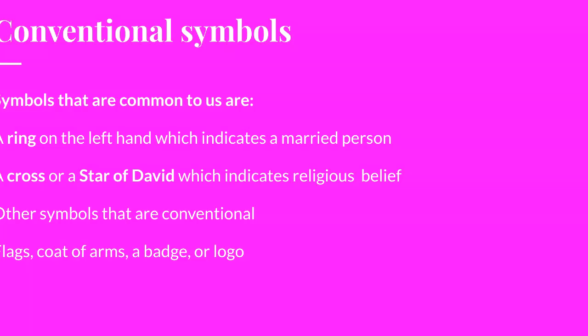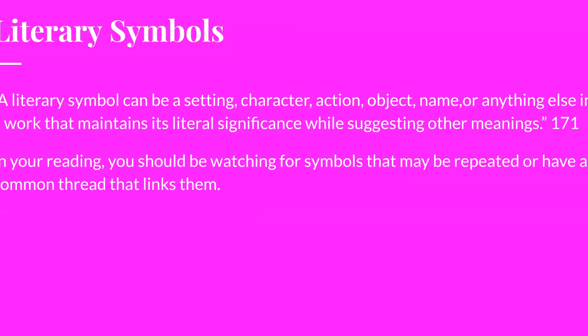But the unconventional ones are things that can come from anywhere. It could be the weather, it could be an event, it could be all sorts of things that come from all over the place that could be symbols. So a literary symbol could be a setting, character, action, object, name of anything, or anyone, a word that means literal significance while it suggests other meanings.